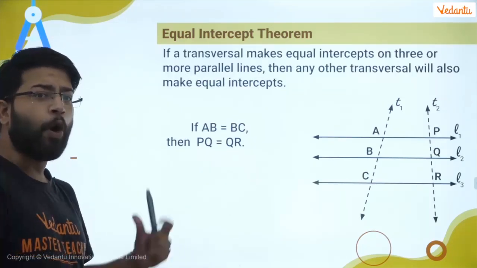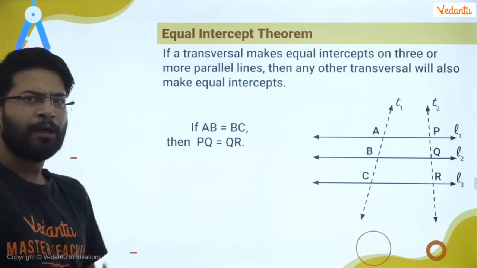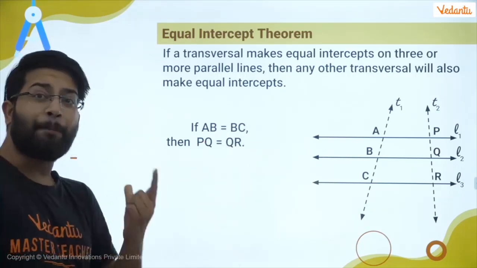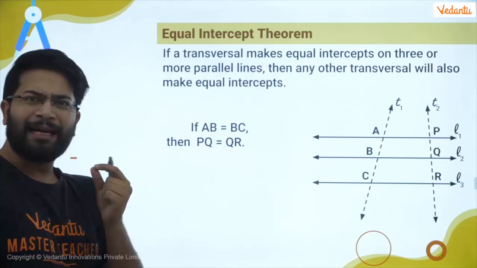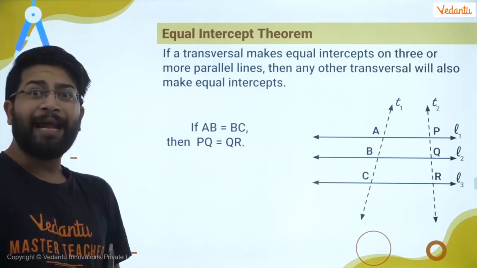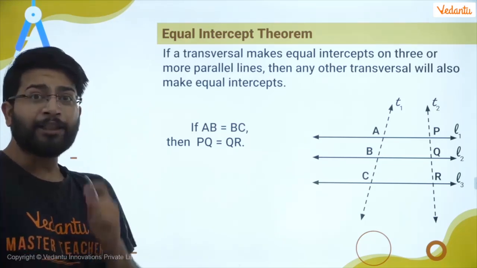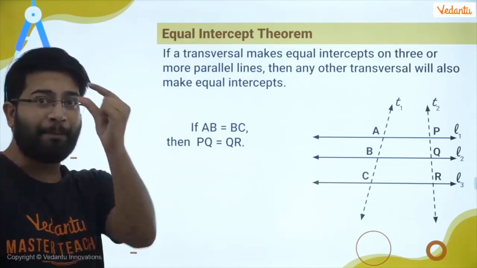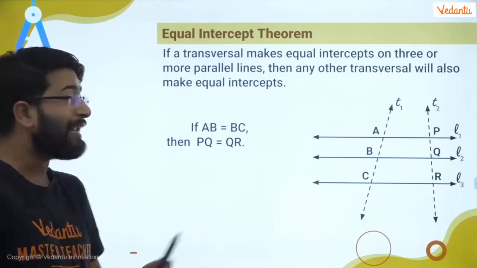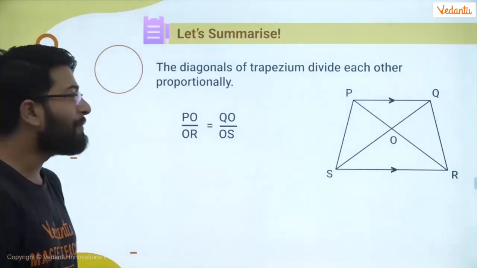Now champ, in order to prove this, if AB equal to BC, then PQ equal to QR, the same theorem we can apply, the intercept theorem: if three or more lines are parallel to each other, and transversal lines intersect them, then the ratio of the intercepts by both the transversal lines are equal, and from there we can prove this also. Now champ, let's summarize our class.